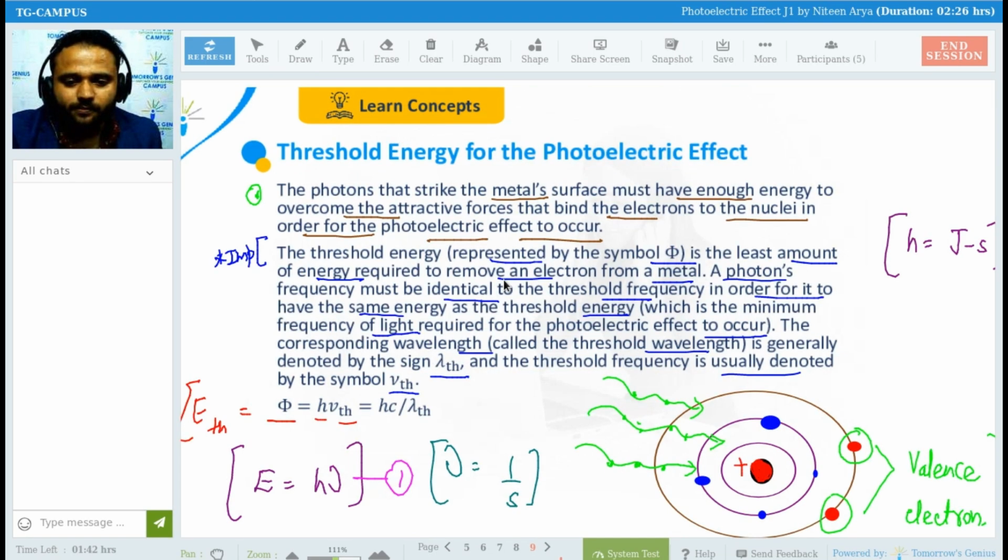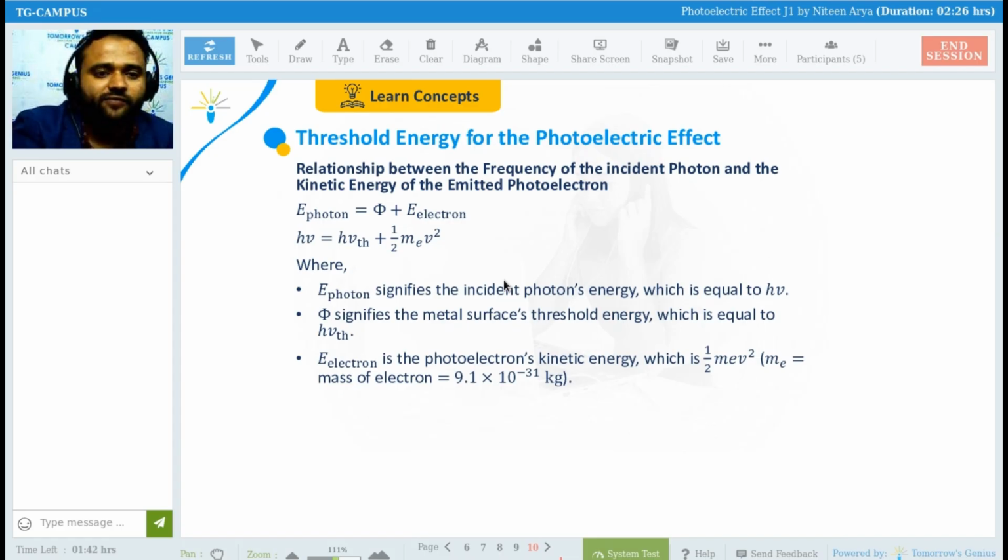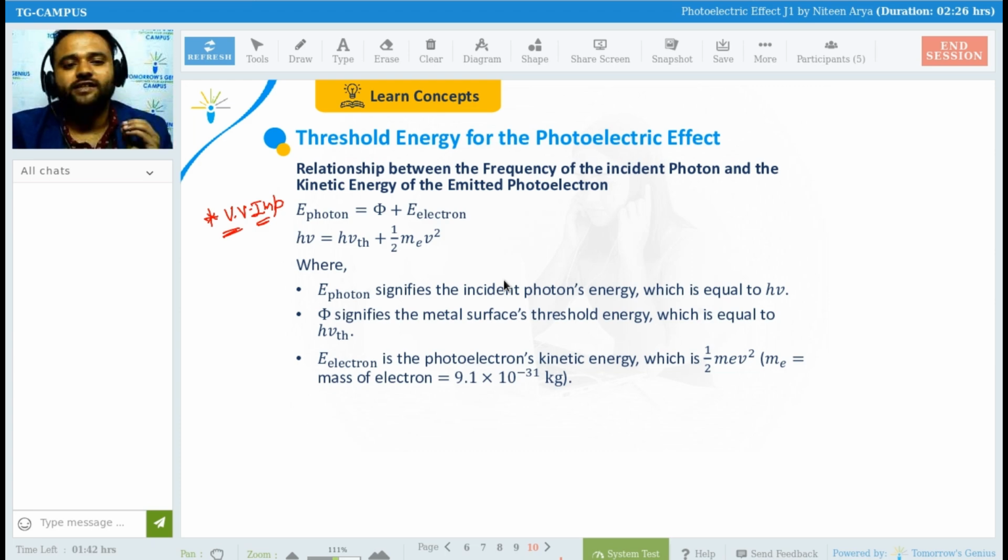Now moving ahead, this is the relationship, one of the very, very important equations for the photoelectric effect. From this single equation you can solve many different kinds of numericals. As we already know, the energy of a photon is necessarily more than the threshold, because we don't want to just make the electron eject. We want to make it move also. Unless it moves, we don't get the electric effect.